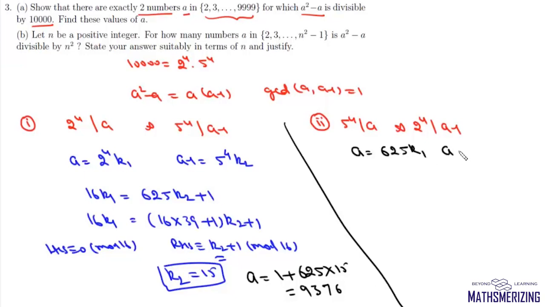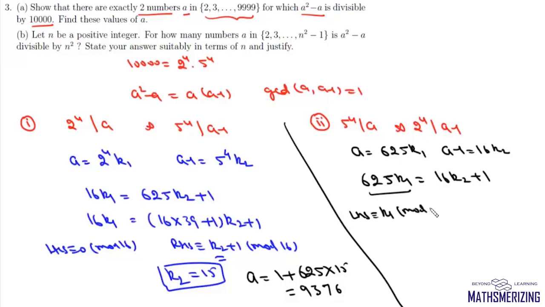And for the second case, we can write this a as 625 k1 and a minus 1 as 16 k2. We can write 625 k1 equals 16 k2 plus 1. Now again, if we take modulo 16, we can write left hand side is k1 modulo 16 and right hand side is 1 modulo 16.